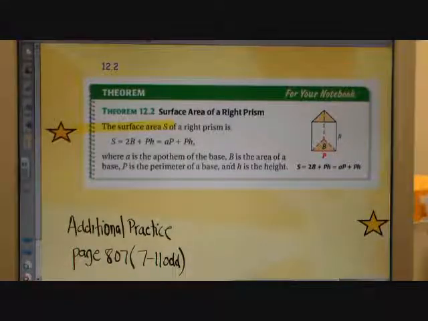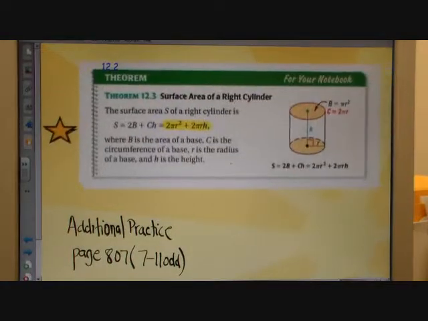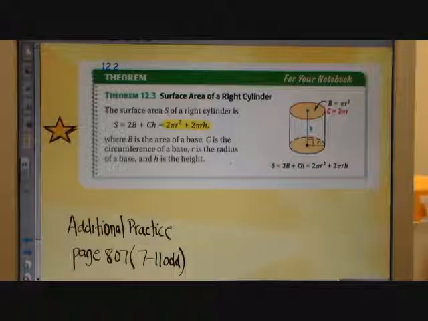Then we also learned how to find the surface area of a right cylinder. And the surface area of a right cylinder is still going to be 2 times the area of the base plus the circumference times the height. But we know that we can simplify that formula and just set it equal to 2 pi r squared plus 2 pi r h. Make sure that you know this formula for your quiz on Monday.